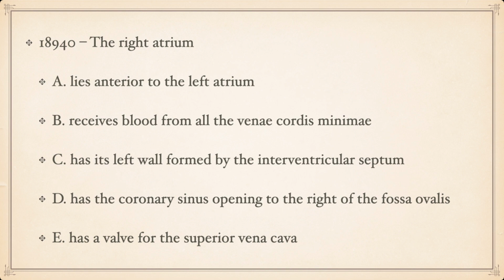C has its left wall formed by the interventricular septum. That is incorrect. It will be the majority of the posterior wall, apart from the sinus portion. D has the coronary sinus opening to the right of the fossa ovalis. That will be slightly inferior and to the left. And has a valve for the superior vena cava. The superior vena cava often doesn't have a valve. The inferior vena cava often does, and it's called a eustachian valve.